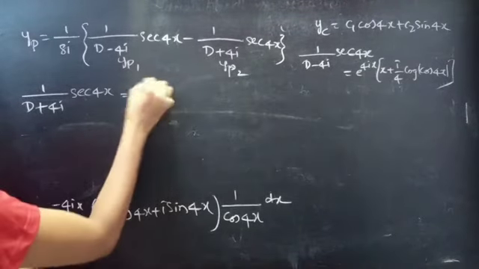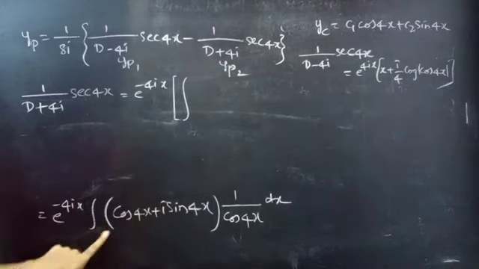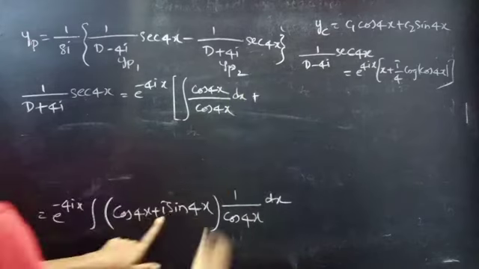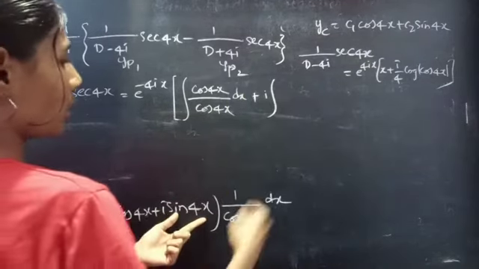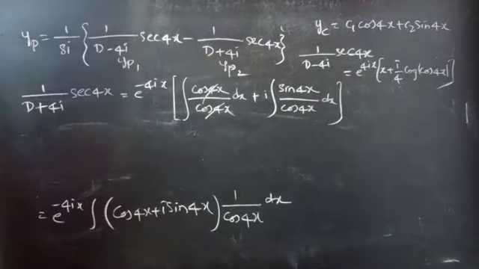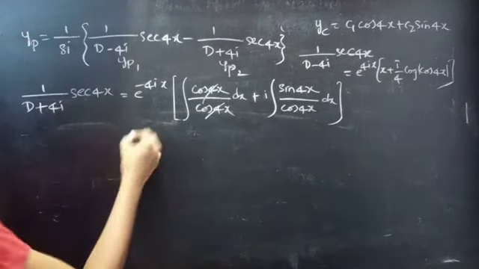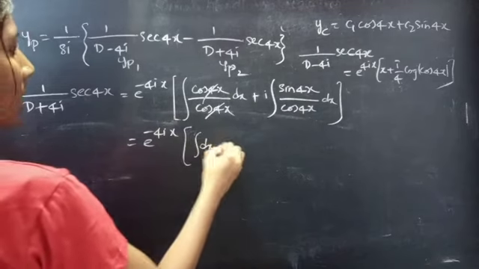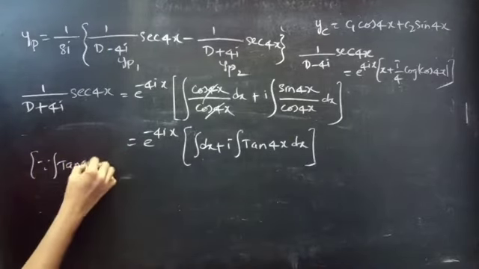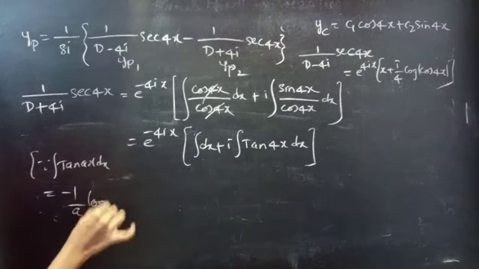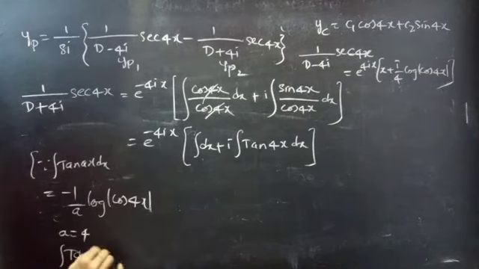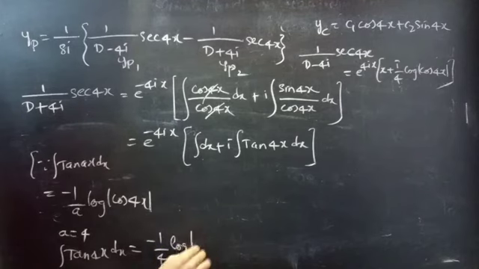this becomes e power minus 4ix into integral cos 4x into 1 by cos 4x is cos 4x by cos 4x into dx plus i into integral sin 4x into 1 by cos 4x is sin 4x by cos 4x into dx. Cos 4x gets cancelled and sin 4x by cos 4x is tan 4x. So this becomes e power minus 4ix into integral dx plus i integral tan 4x dx. Right, since we know that integral tan ax dx equals minus 1 by a log mod cos ax, then for a equals 4, you'll get integral tan 4x dx equals minus 1 by 4 log mod cos 4x.